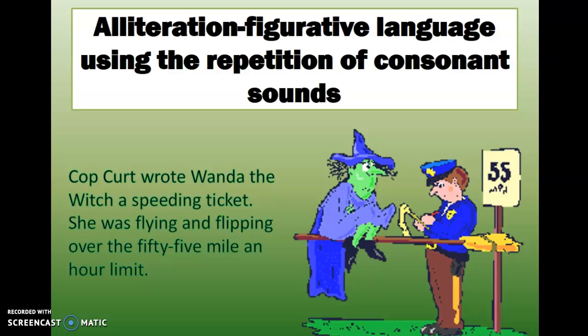Alliteration. This is where we have multiple words in a row that start with the same sound or the same letter. Okay? Cop Kurt wrote Wanda the Witch a speeding ticket. She was flying and flipping over the 55-mile-an-hour limit. So, many of you may have heard, she sells seashells down by the seashore. That is an alliteration, starting with multiple S's.